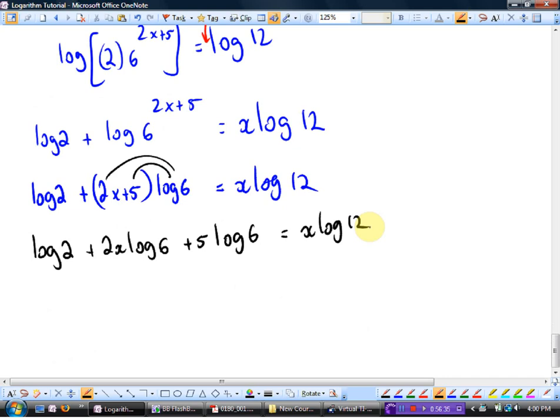Now what? Get all the x's to one side. Get everything without an x to the other side. I have x's on this side. I'll move this guy over here. What's sitting in front of my x, Johnny? What's sitting right there in front of the 2x? So how am I going to move it over? Minus, okay? Good old grade 8 math, right?